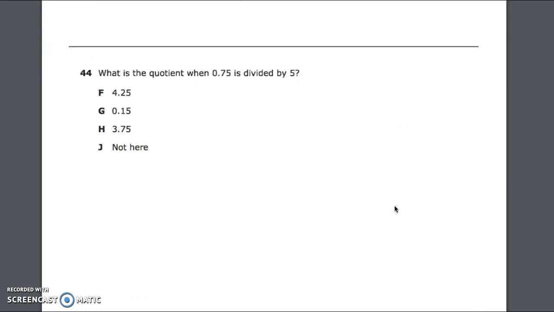Number 44. What is the quotient when 75 hundredths is divided by 5?